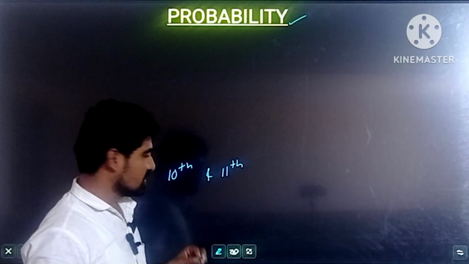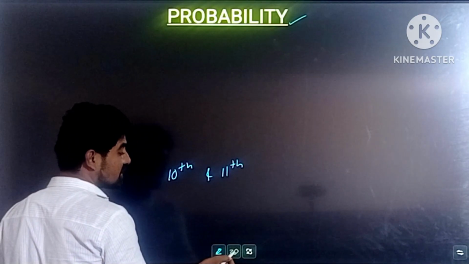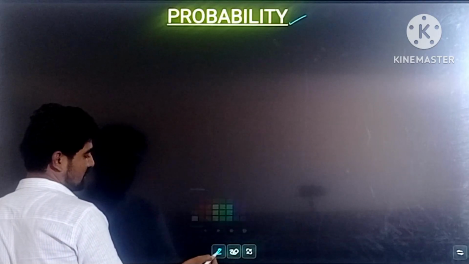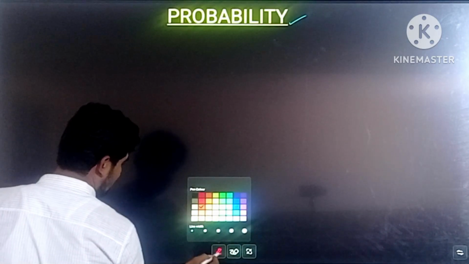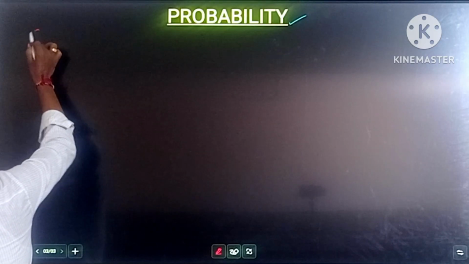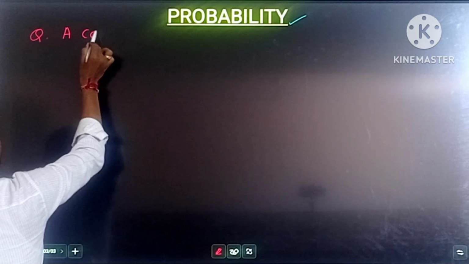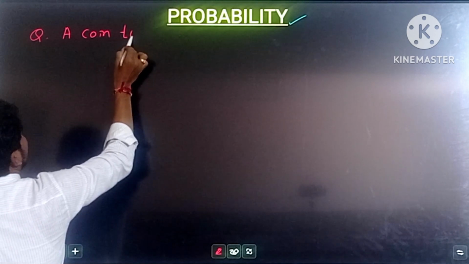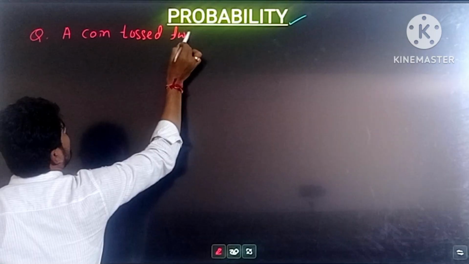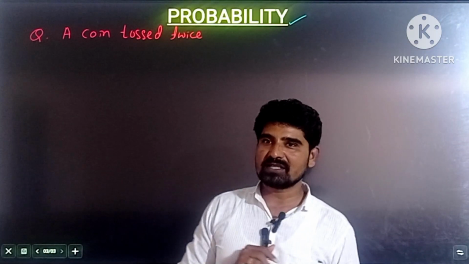So that's why I just want to recall the things which are studied in your earlier class by considering one example, and then we go for the concepts of the class 12th. So here the first question I am going to consider to recall the concepts of earlier class. The question is, a coin is tossed twice. Here coin is tossed twice.